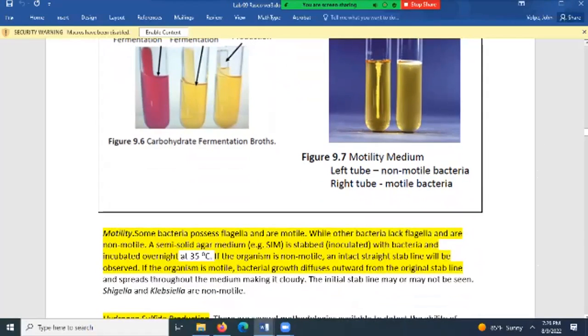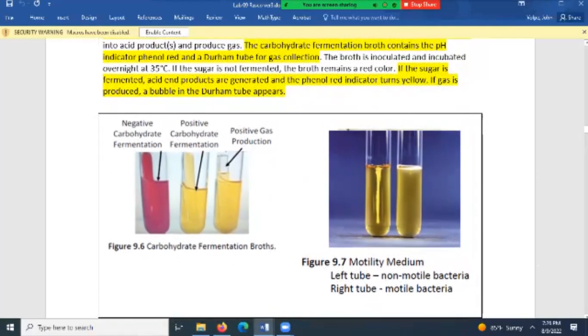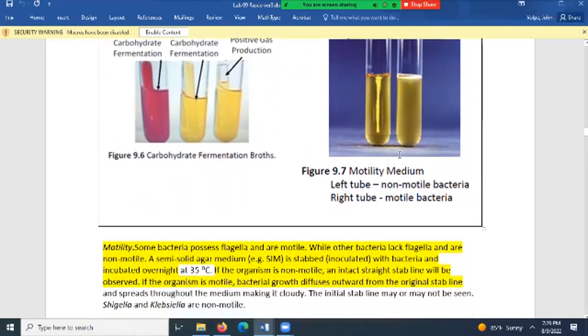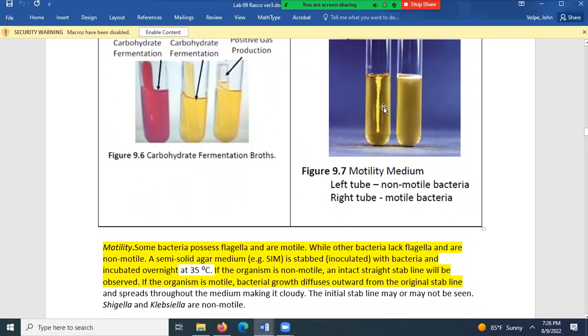All right, let's talk about the motility medium. The motility medium is a media that is semi-solid. It has a low agar percentage, and so the bacteria can actually swim through it. Think of it as very thin jello. It is solid, but just barely solid. If you stab inoculate, then the bacteria in the motility agar stay growing only in the stab. This is a non-motile bacteria.